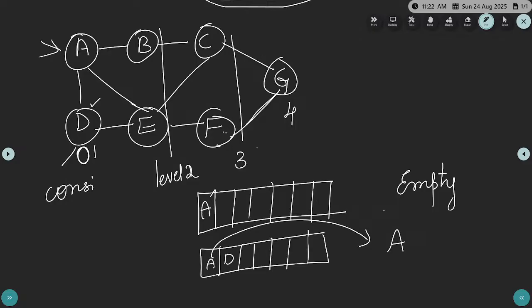Go to the next one. Write on DFS or depth first search. DFS, D for Delhi. DFS or depth first search. It is a tree traversal technique which follows stack data structure.